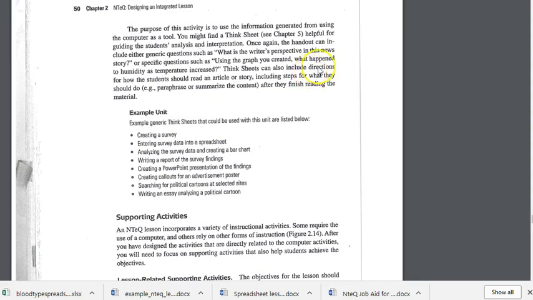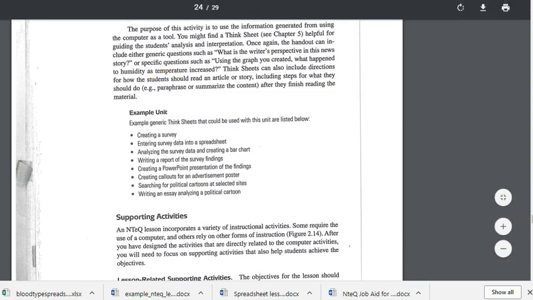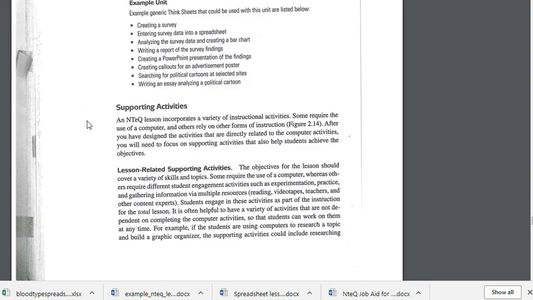Then they need to take those results and analyze those. So they could also have directions for how the student should read an article or a story, including steps for what they should do. Are they paraphrasing? Are they summarizing the content after they've finished that information? So this leads us into supporting activities. An NteQ lesson incorporates a variety of instructional activities.